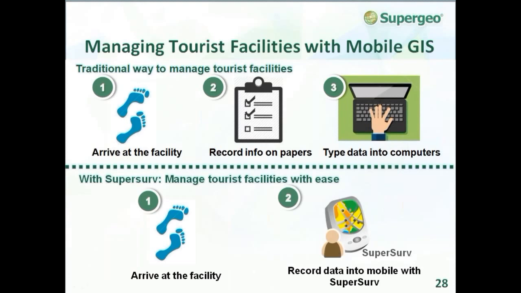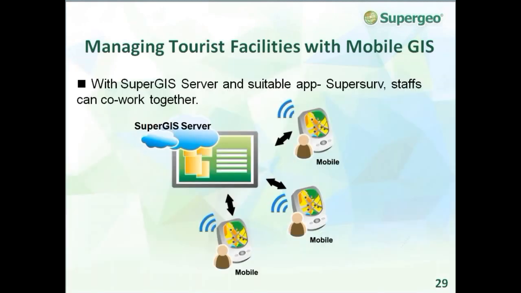So it's very efficient for checking status. What's more, if they have SuperGIS server, they can create a web application on server and use SuperSurv, the GIS app, to get service and update the information together. In other words, with SuperGIS server and SuperSurv, they can co-work together. Therefore, they don't need to spend time in organizing data. Later, I will show you how to use SuperGIS server and SuperSurv to do online code editing.